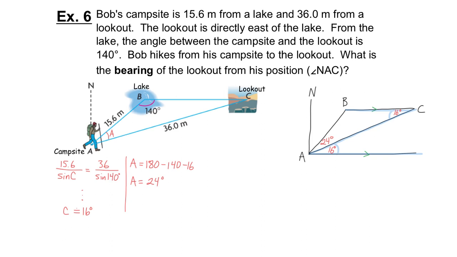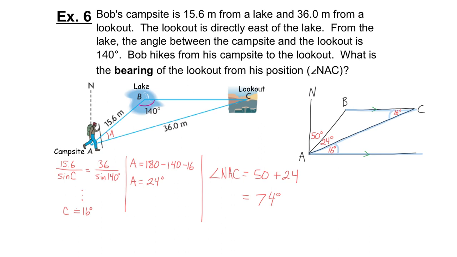Okay, so we figured that out, but what's this angle in here? Well, remember, the north-south line and east-west line are at 90 degrees to each other. So if the entire angle from here down to here is 90 degrees, I can subtract this and this from 90, and I get 50 degrees. 50 plus 24 plus 16 is 90 degrees.